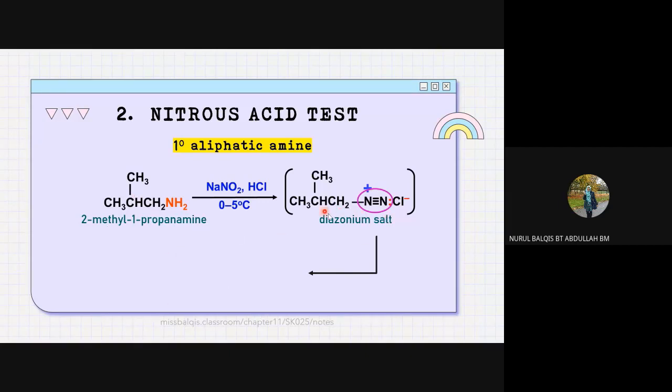Okay, so from this step, kita akan dapat alkene. Okay, note here, your alkene still got 4 carbon, right? 1, 2, 3, 4. Okay, and then kita tadi positive charge kat sini. Kalau kita tukar positive charge kat sini pun, awak masih akan dapat double bond dekat sini, kan?